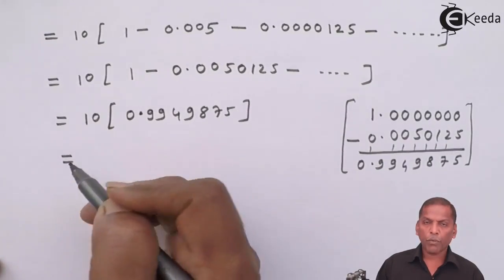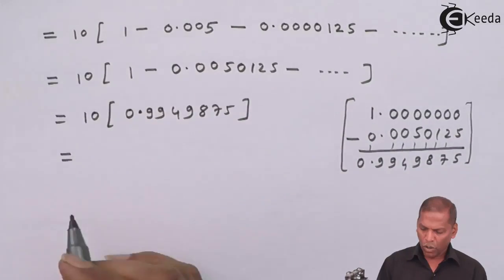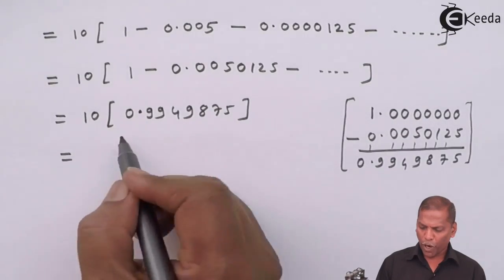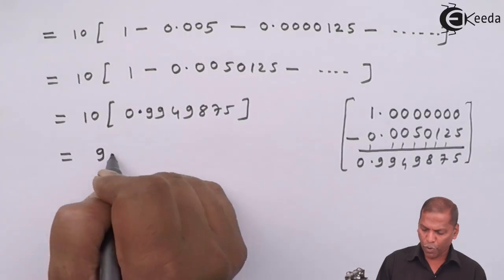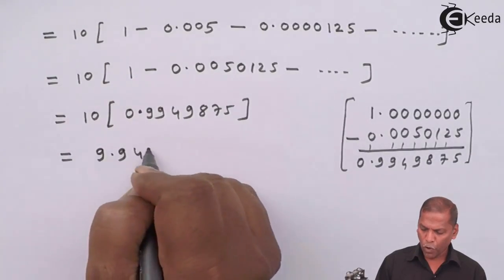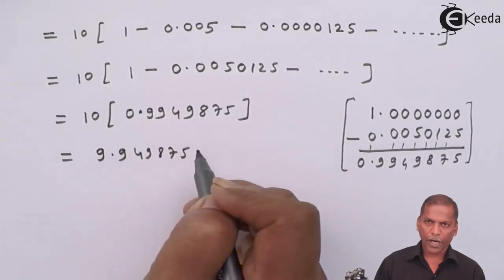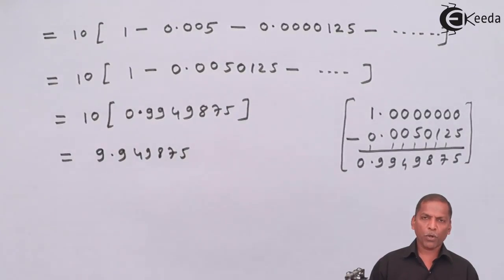Now this number we have to multiply with 10. Now 10 into 0.9949875, so that gives us 9.949875. So this is the required solution for the given problem. Thank you.